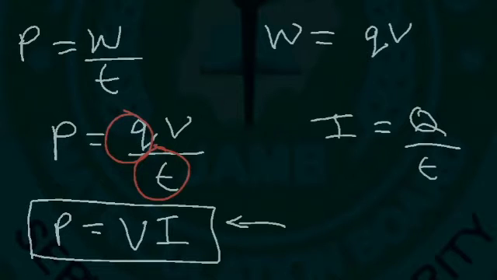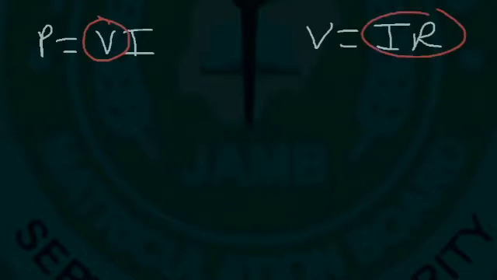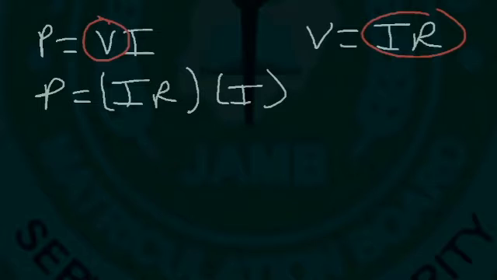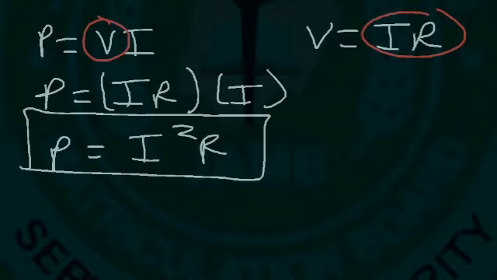Now, there are some other equations that you want to know as it relates to power. So we said P is equal to VI, and voltage is equal to current times resistance. So if you replace V with IR, you're going to get this equation. P equals IR times I. I times I is I squared. So power is equal to I squared times R. This is another equation that you might find useful.